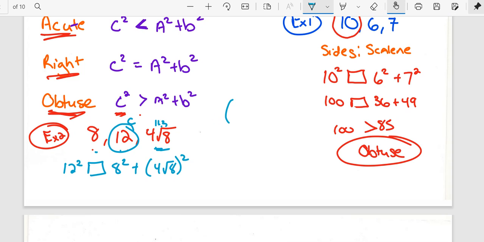So how do you put that in the calculator? You'll use your parentheses. You put the 4 square root 8. Make sure you press the right arrow so you don't stay under the radical with the parentheses. Close this, and then you put your squared in. So let me do that on my own just so I can tell you guys what I'm going to get. So for this, I get 144. 8 squared is 64. 4 root 8 squared, that's going to be 16 times 8, that's going to be 128.